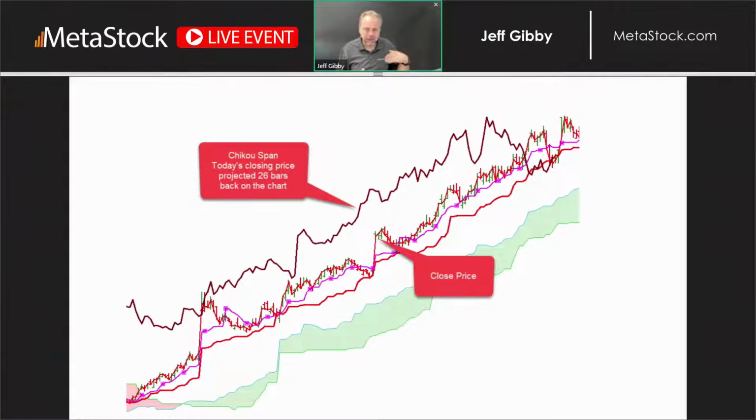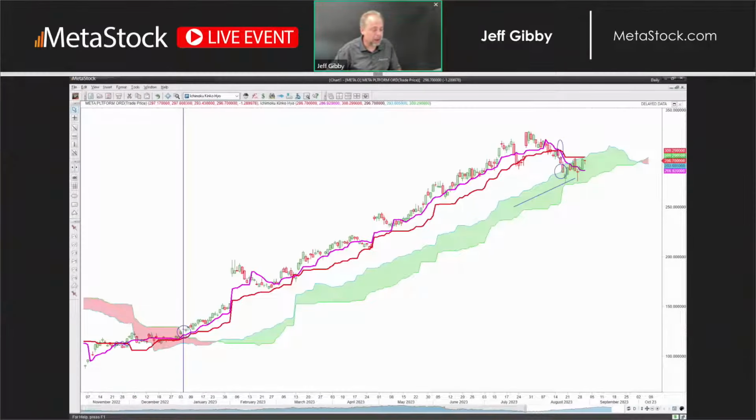When you look at Ichimoku, that's the Chiku span and the closing price. Okay, so right here in red, the default for Metastock is red, it's going to just identify where the closing price is. That's just today's closing price. And then the Chiku span, all it is is today's closing price, but horizontally shifted 26 bars back into the past.